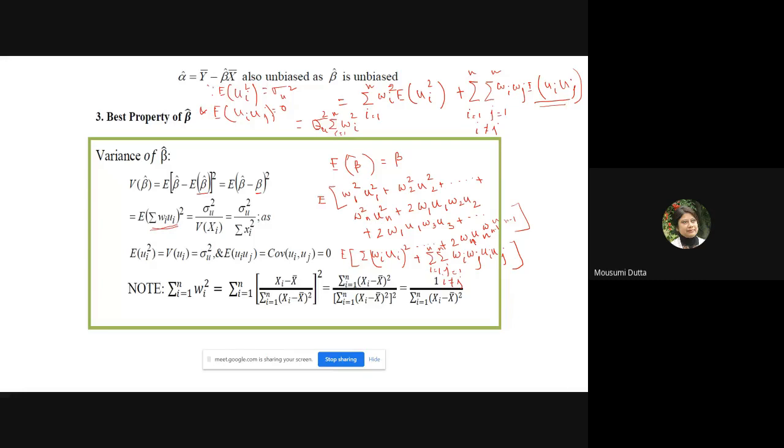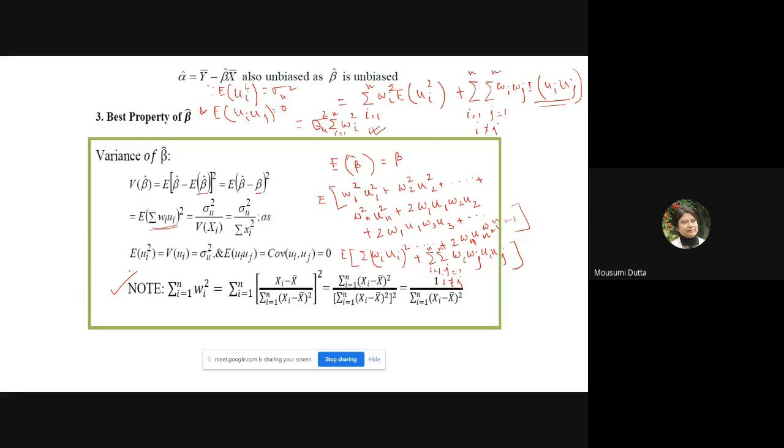Okay, so everybody is there with the term sigma u square summation wi square. Everybody could understand up to this step? Okay. Yes, ma'am. Next, please concentrate on this note. We will present summation wi square in terms of the variables of the model.